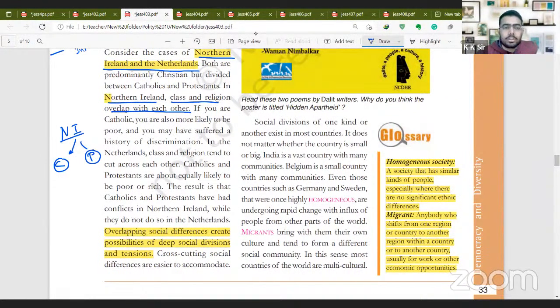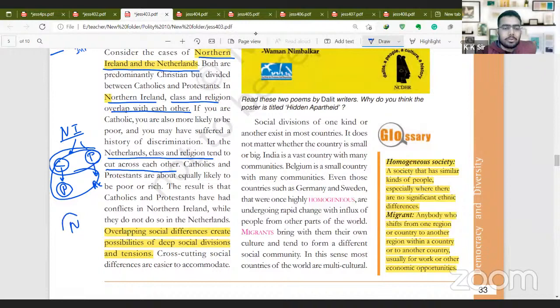What does this mean? कि जो कैथोलिक लोग हैं, they are more likely to be poor and Protestants are rich. But in Netherlands, class and religion tend to cut across each other. यहाँ पे ओवरलैप हो रहा है दोनों, और यहाँ पे कट अक्रॉस each other.